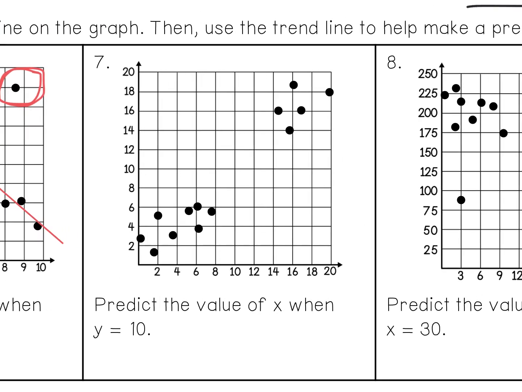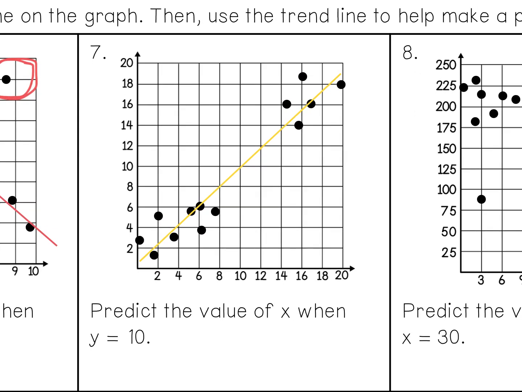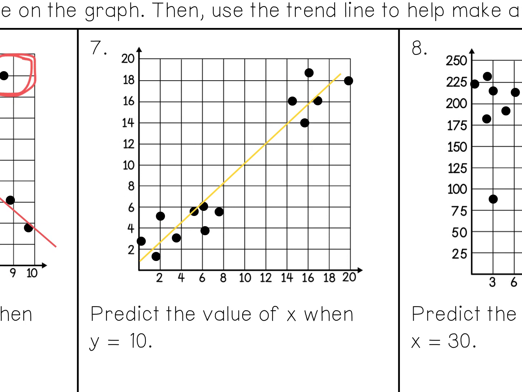Okay, same thing. If we draw a line, it should probably go from here to here, or that one doesn't look great, so I'll try again. Maybe let's move it just a little bit. Okay, so that looks okay. This one says predict the value of x when y is 5. So what should I do?